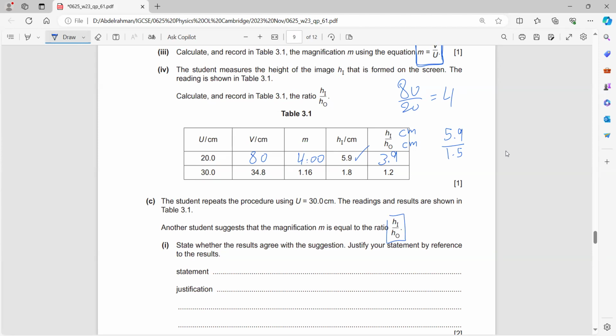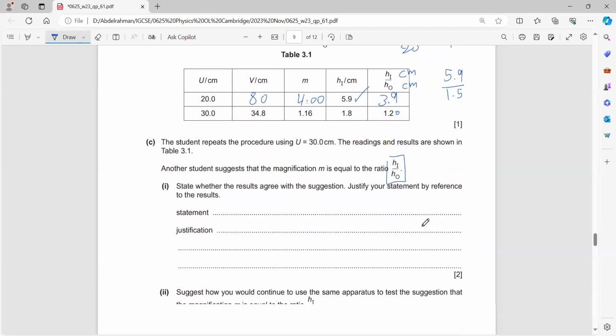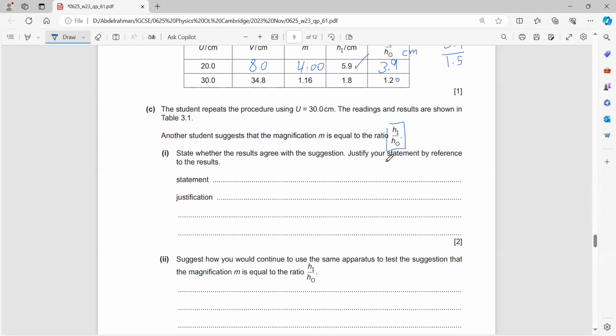Is that true or not? I need to find out. 4.0, is it equal to 3.9? They seem to be very close. 1.16, is it equal to 1.2? You mean 1.20? Yes. They also seem to be very close. Are they within the limits of experimental error or experimental accuracy? Let's try it out.